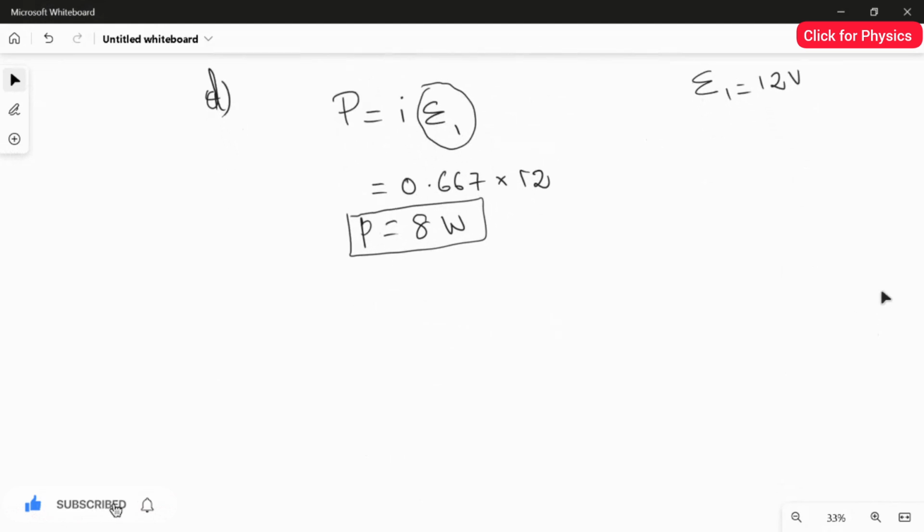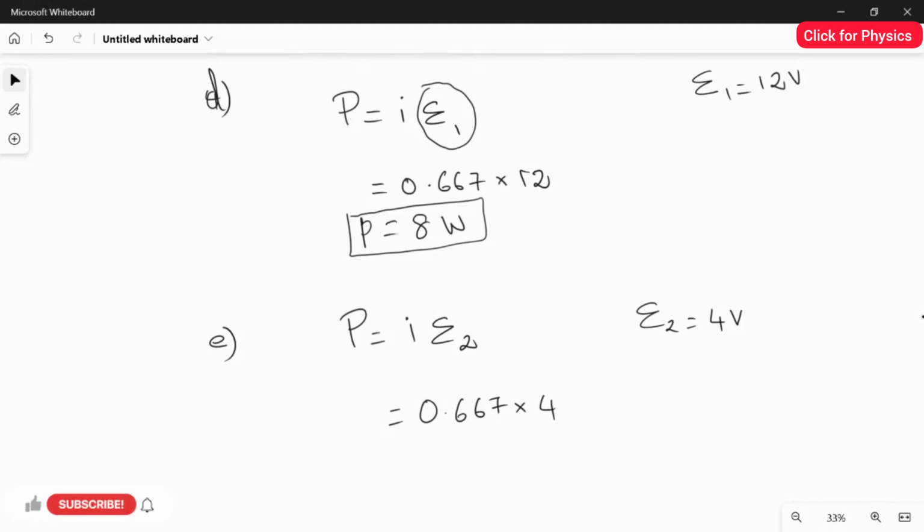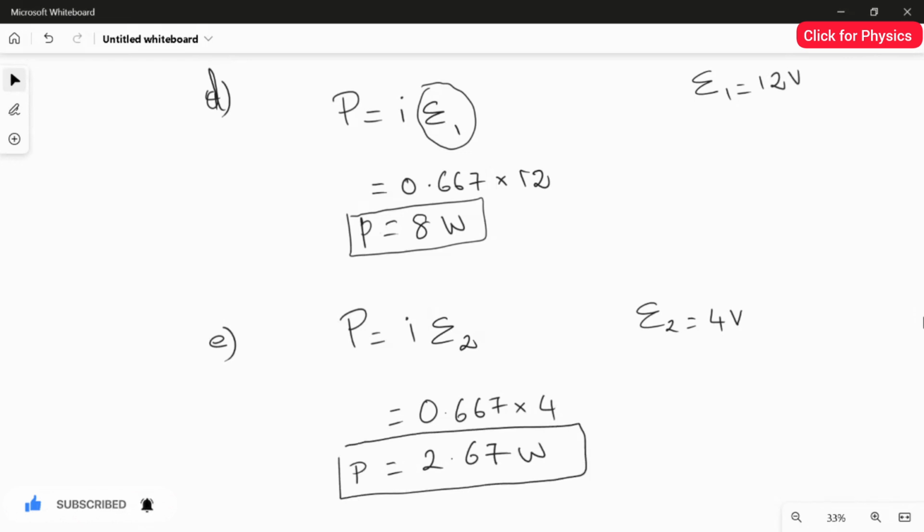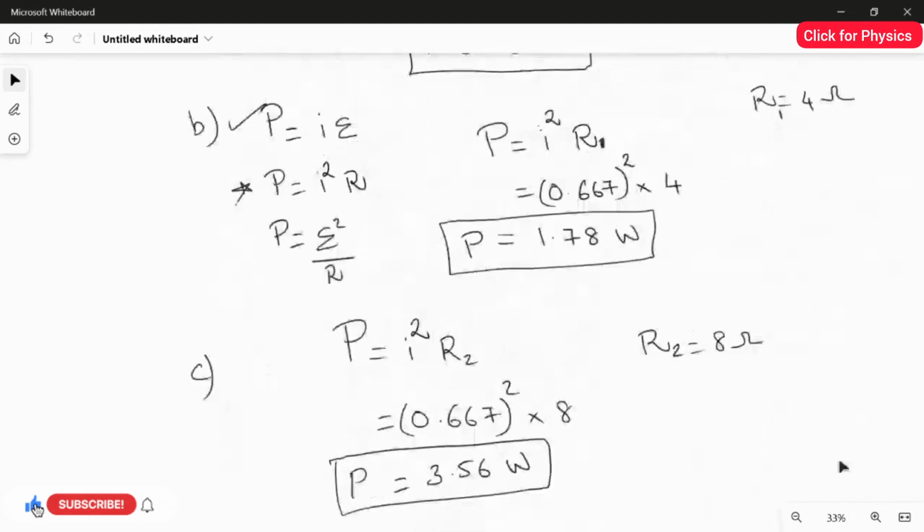Likewise, we have to find what should be the energy transfer rate in the second battery EMF. So that means our fifth question, power P is equal to I multiplied by the second battery EMF. And here the second battery EMF is given in the question as 4 volt. And the current we already found in the first part as 0.667, multiply with 4. So let's see what is the answer. When I multiply 0.667 with 4, I got the answer here as 2.668. So better I can round the value to 2.67, and the unit for the power is watt. Clear?